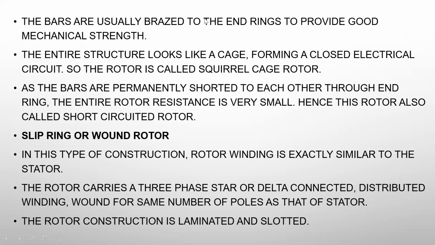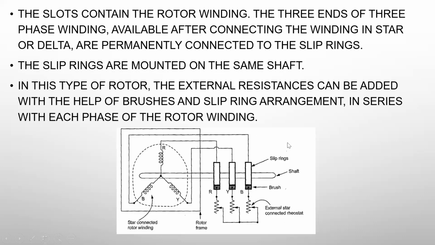And one more type is there. Up to now, we have seen the squirrel cage rotor type. The next one is called slip rings. The slip ring is also one type of induction motor. The rotor carries a three-phase star or delta connected distributed winding wound for the same number of poles. The rotor construction is laminated and slotted. The slip ring has rings and brushes, so the maintenance work is a little bit more as compared to the squirrel cage type. This is called a slip ring induction motor.